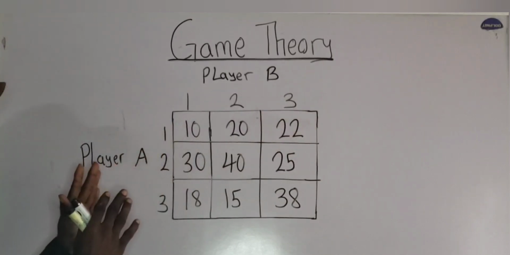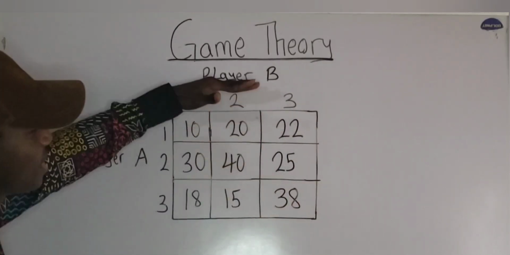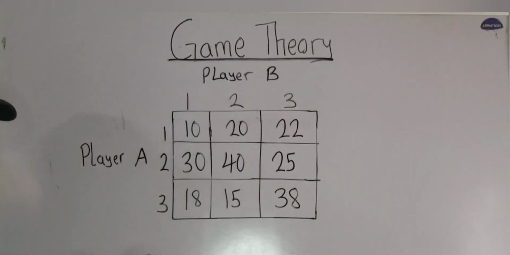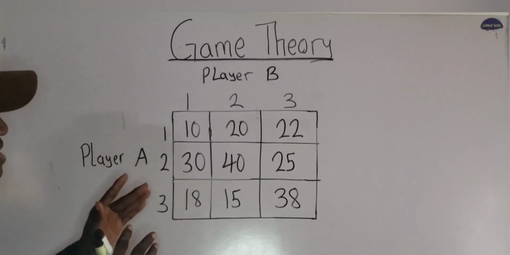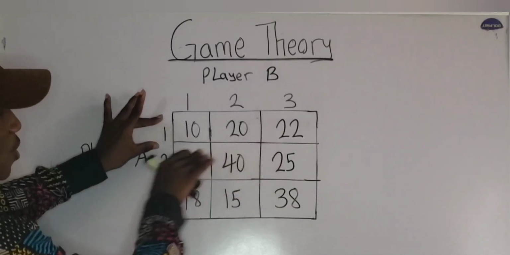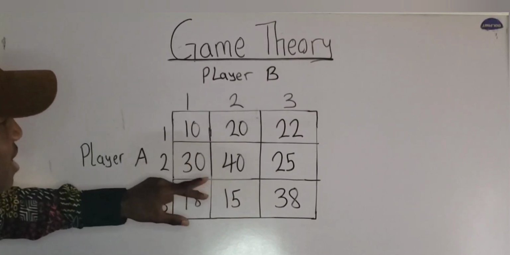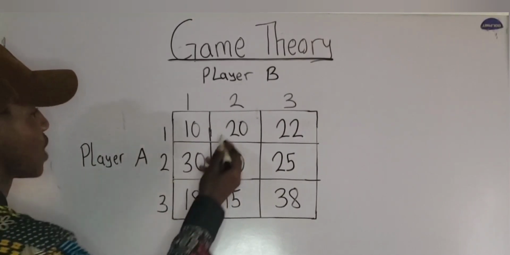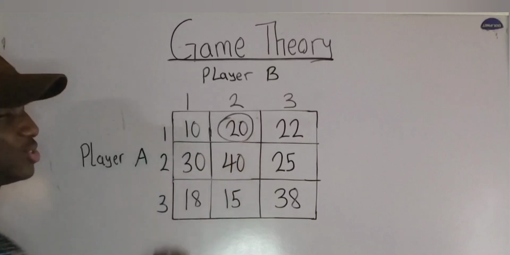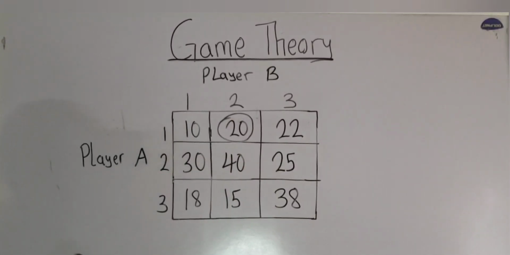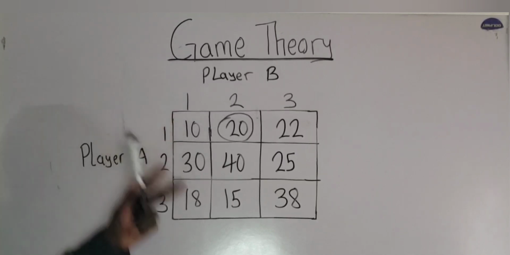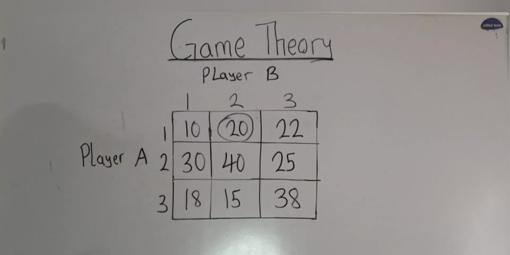Don't forget that player A is in rows and player B's strategy is in columns. Do you understand? So if player A selects the first strategy, which is the first row, and player B selects the second strategy, the outcome of the game will be 20. The outcome of the game is the intersection point. The value at the intercept of the strategies of both players is the outcome of the game.